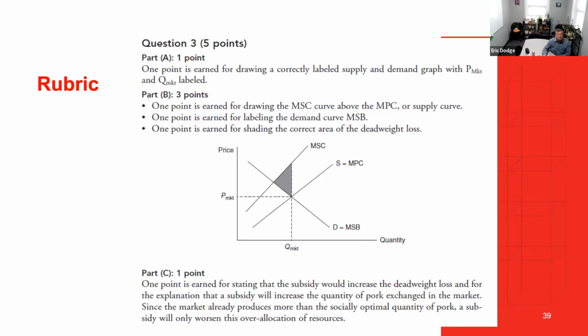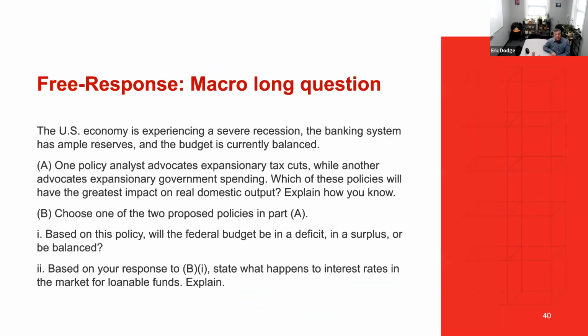All right, let's move to the dreaded macro long question. So the economy is experiencing a severe recession and the banking system has ample reserves and the budget is currently balanced. I'll let you read the rest.